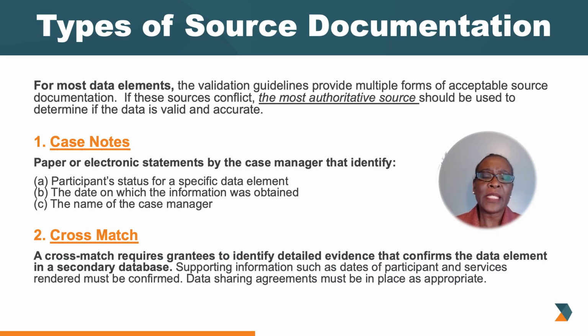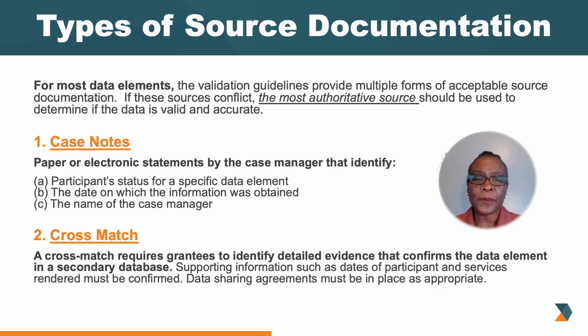TIGA 2319 Change 2 updates the list of documents we can use to verify required participant information. Bottom line, it's important to make sure the best possible, meaning the most authoritative source documents, are uploaded into the WorkSource Georgia portal. When it comes to verifying participant details, we rely on 4 main types of documentation, also known as the allowable means of verification.